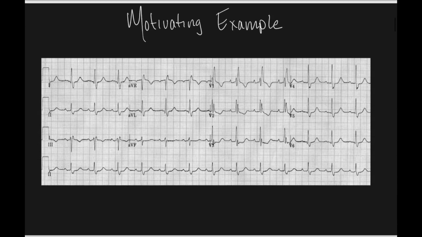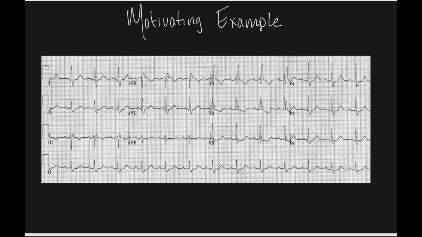As a motivating example, if you had a patient and this was their 12 lead, what would you do? What would you say? If I asked you to point out the normal variance within this EKG versus the pathological findings in this EKG, would you be comfortable doing so? And I think you'll find by the end of this video, the answer to that question is yes. You will be very comfortable telling me what's a pathological finding versus what is a normal variant. So let's go ahead and get started.